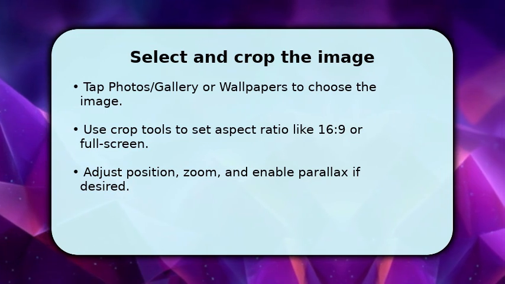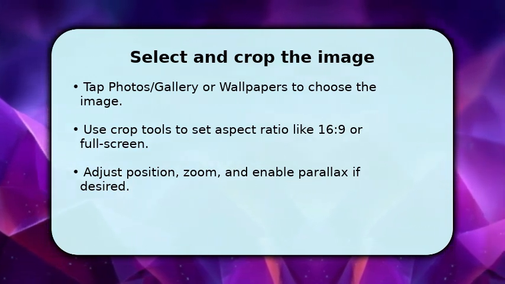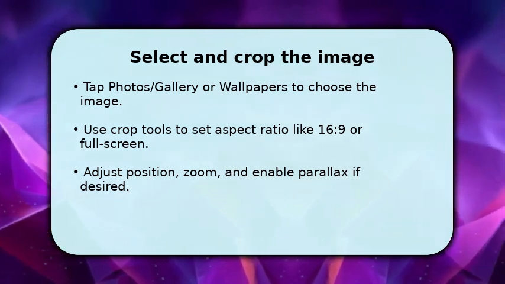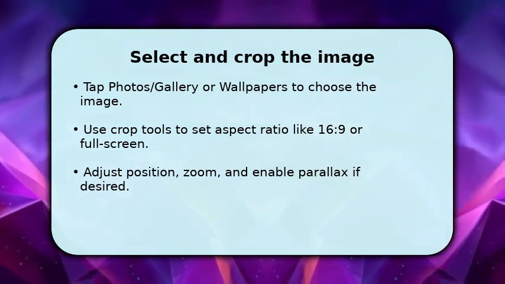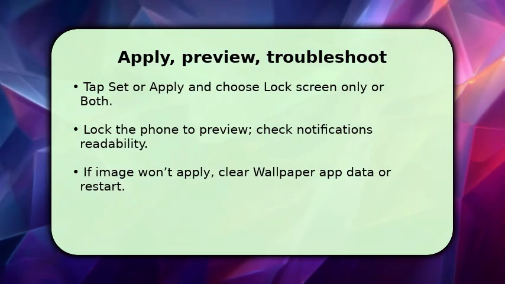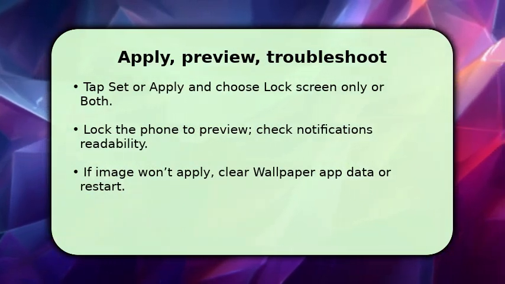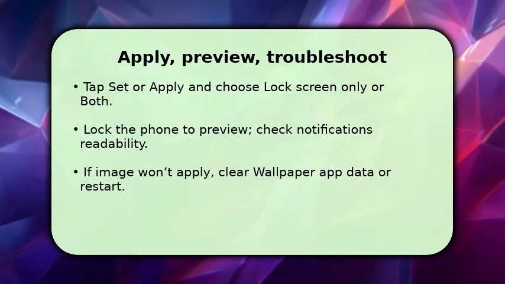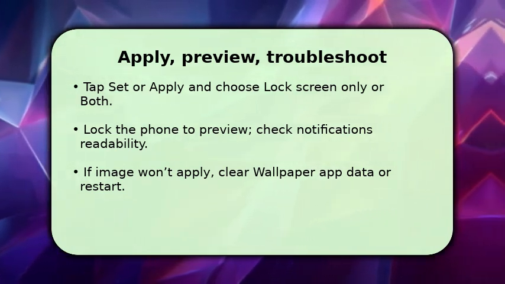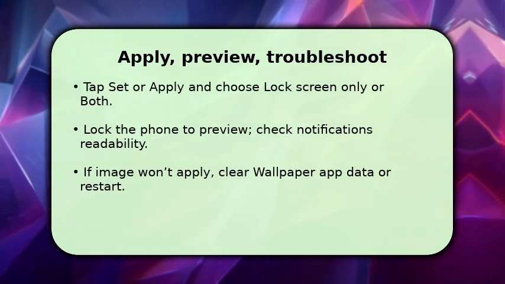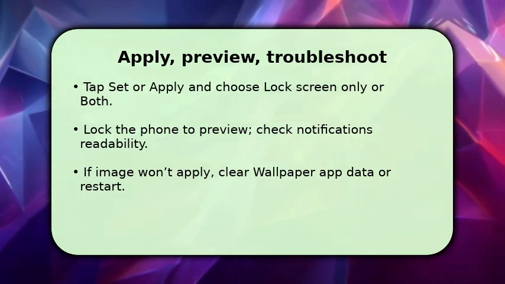If your launcher offers motion or parallax, toggle it here. It affects battery and look, so enable only if you want it. Finish by tapping Set or Apply and explicitly choose Lock Screen only or both if you want uniformity. Once applied, lock the phone and preview it under different lighting, and with notifications visible to ensure text remains readable.